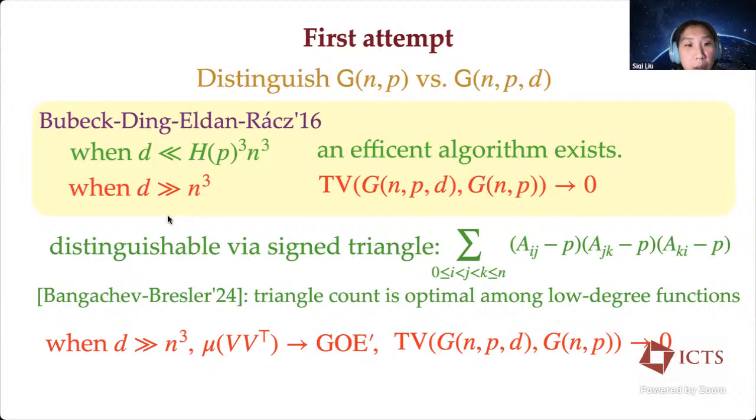In particular, in this paper, they proved this impossibility result, this TV distance vanishing result, by showing that if you take the inner product matrix VV transpose of the random geometric graph, it actually converges, in this regime of D, to a shifted Gaussian orthogonal ensemble. So this is a matrix with IID Gaussian entries. Therefore, a symmetric matrix with IID Gaussian entries. Therefore, essentially, you lose correlation between edges when D is bigger than n cubed.